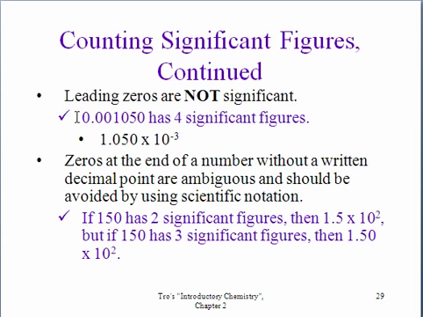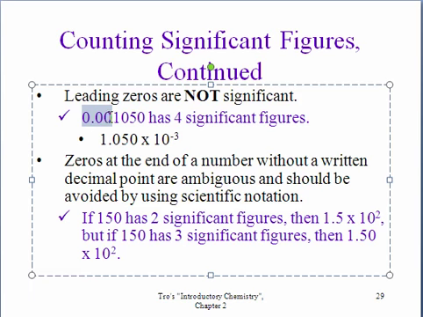Leading zeros are all of the zeros that come before the first non-zero digit. So these are all leading zeros. They are never significant. This zero counts because it's between two non-zero digits, and this zero counts because it's a trailing zero and there's a decimal point in the value.